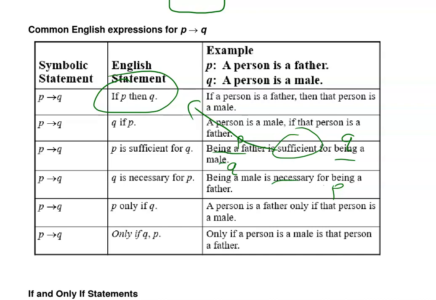We could also say P only if Q. A person is a father only if that person is a male. That means the same thing as if P, then Q. Only if Q, P. Only if a person is male is that person a father. That means the same thing as if a person is a father, then that person is a male, right? So these are just all different ways of saying the same thing. And your best bet is if you see any of these alternate phrasings, just translate them back to the basic one, the first one here. That's what I would do.